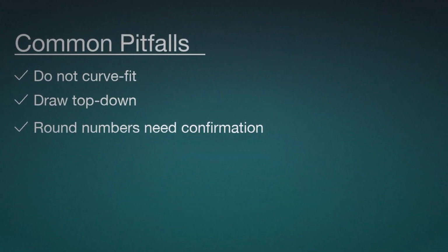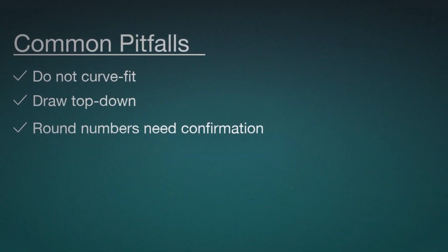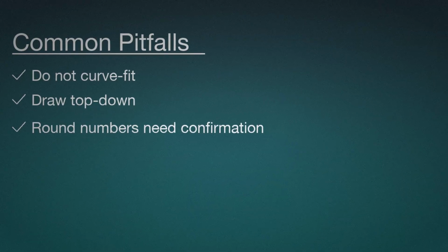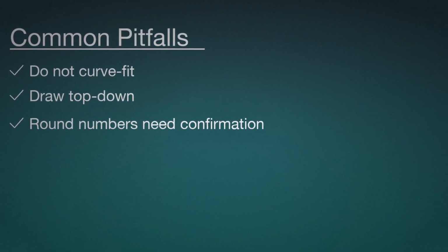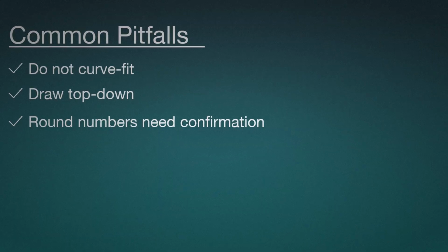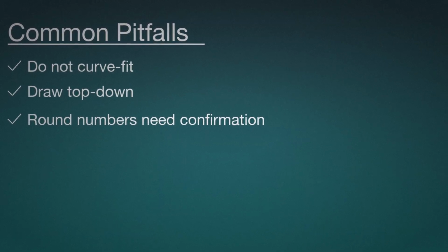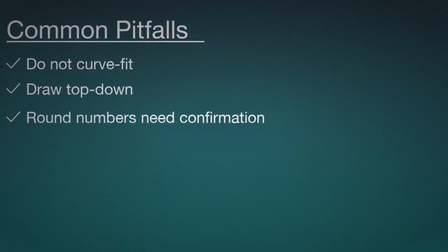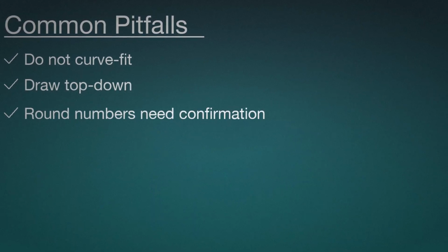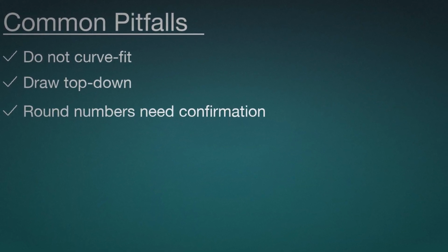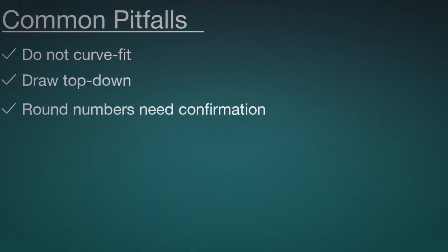3 traps catch experienced traders. 1. Curve-fitting trend lines until they touch every wick, which means the line has no predictive value. 2. Ignoring higher time frames, a daily level beats an hourly level every time, always draw top-down. 3. Treating round numbers as automatic levels without confirmation. They often work, but only when price has actually reacted there before. Respect what the chart shows, not what you wish.